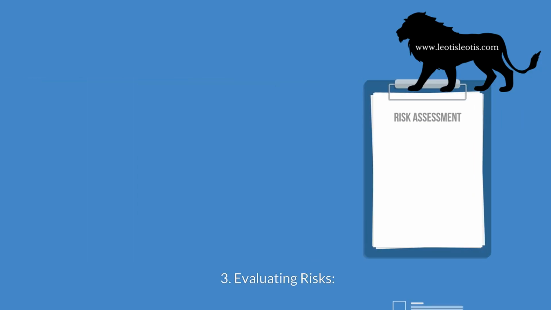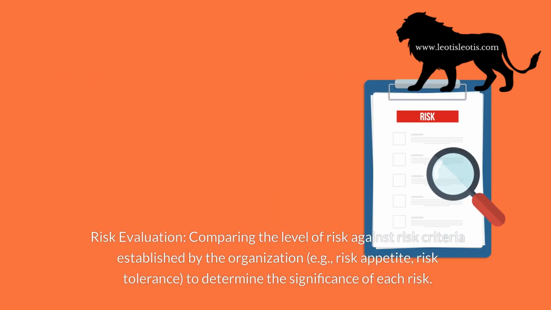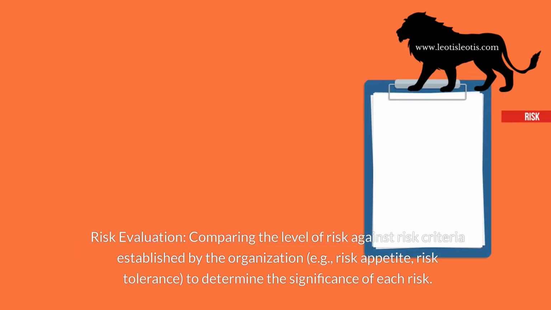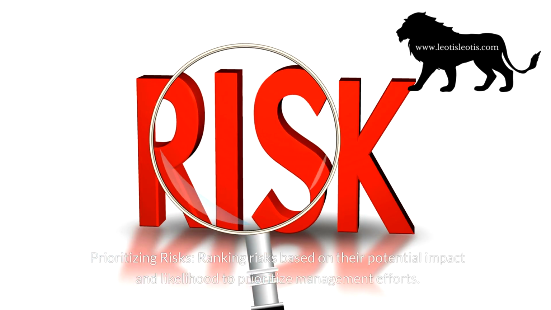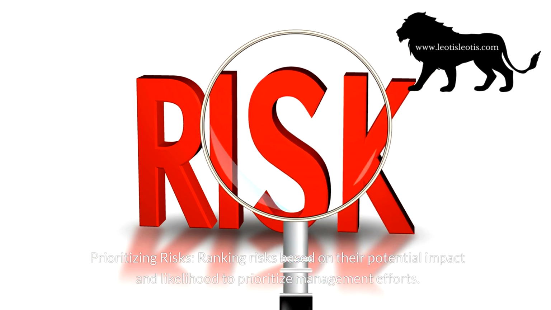3. Evaluating risks. Risk evaluation: comparing the level of risk against risk criteria established by the organization, e.g., risk appetite, risk tolerance, to determine the significance of each risk. Prioritizing risks: ranking risks based on the potential impact and likelihood to prioritize management efforts.